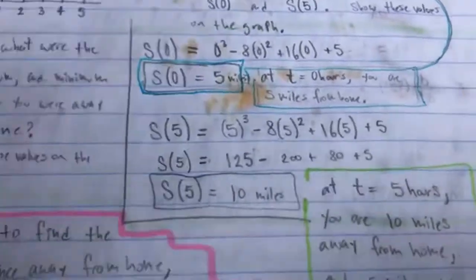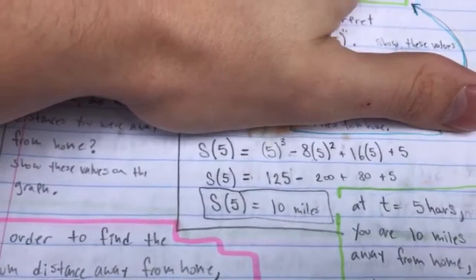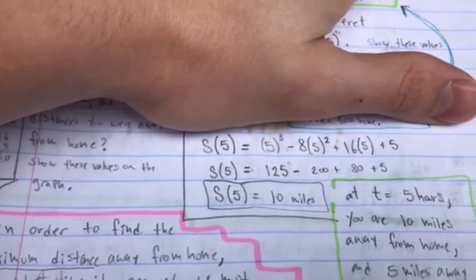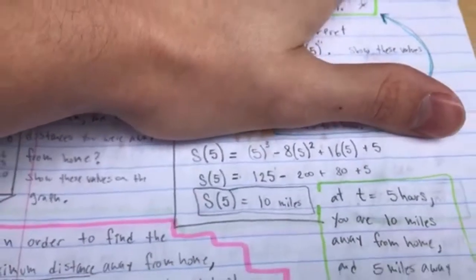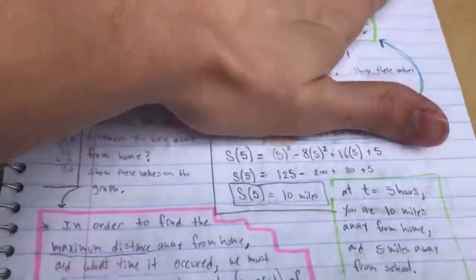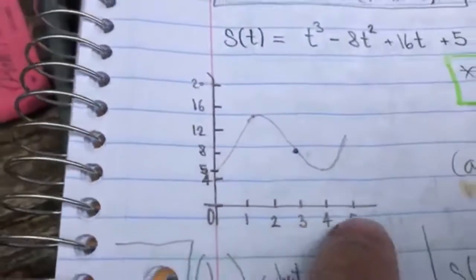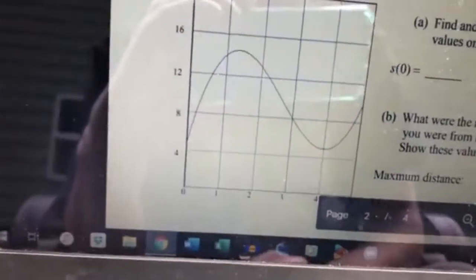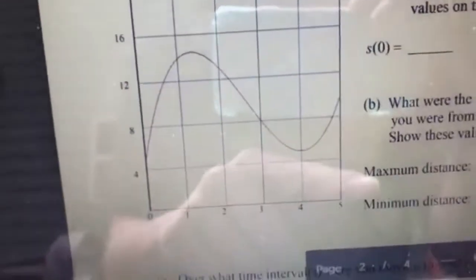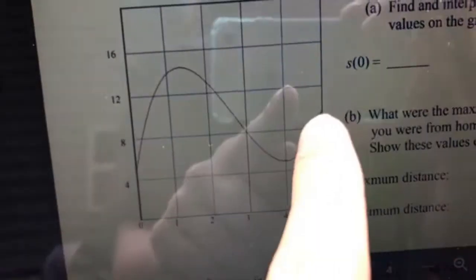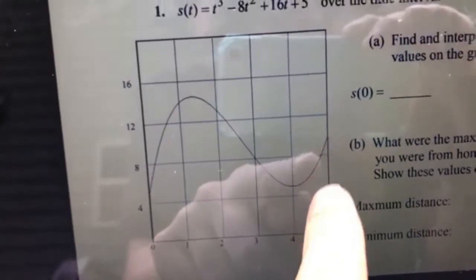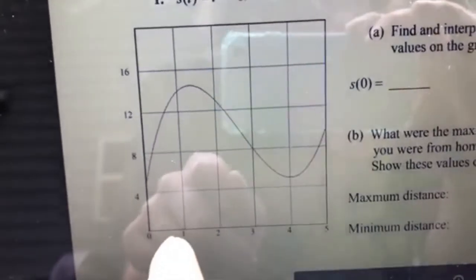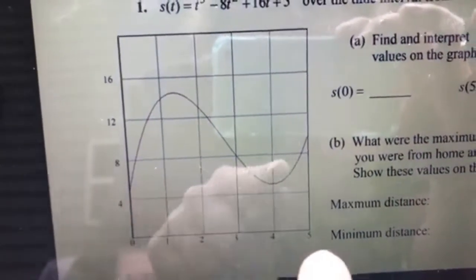s of 5 is 5 cubed minus 8 times 5 squared plus 16 times 5 plus 5, which sums out to s of 5 is equal to 10 miles. So at s of 5, you're 10 miles away from home. Let's move this a little bit. So at t equals 5 hours, you are 10 miles away from home, which is this point here on the graph, assuming home is the t-axis.